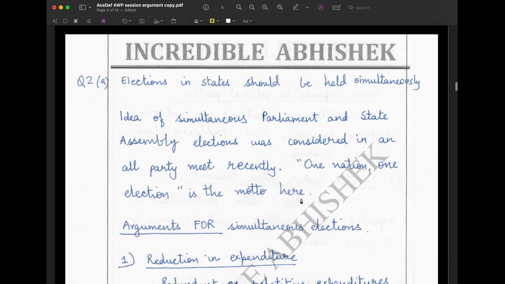One nation, one election is the motto here. Two sentences, 1 and 2. He has told parliament, state assembly, recently. So he has related current affairs with the topic. He has told why the topic has come in the exam.